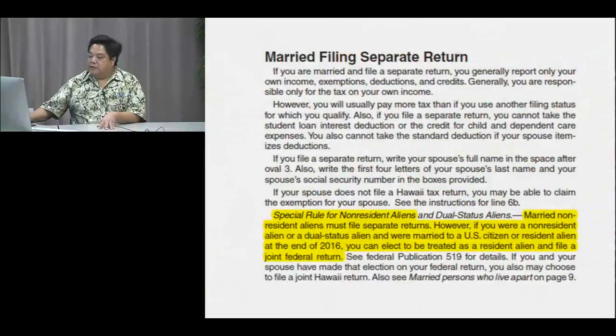However, if you're non-resident or dual status and you're married to a U.S. citizen, so if you're married to a U.S. citizen, you can file a resident return and file jointly.